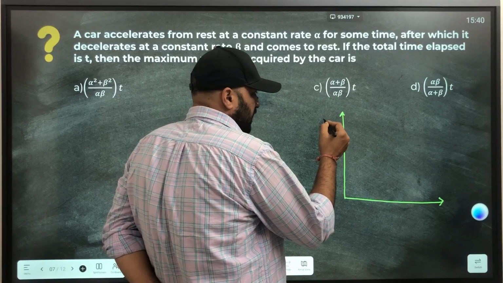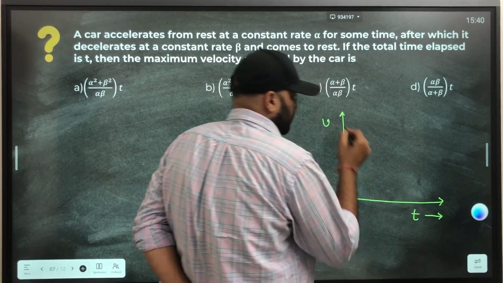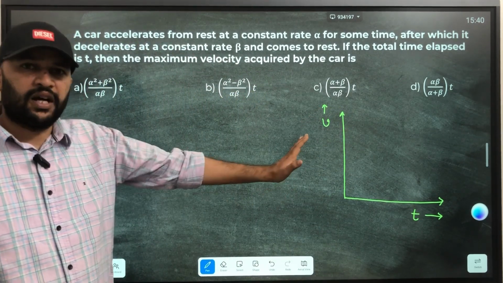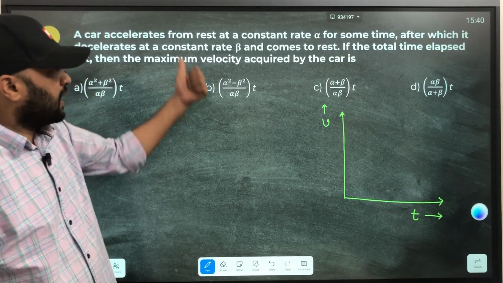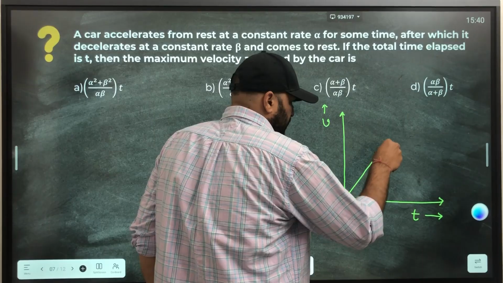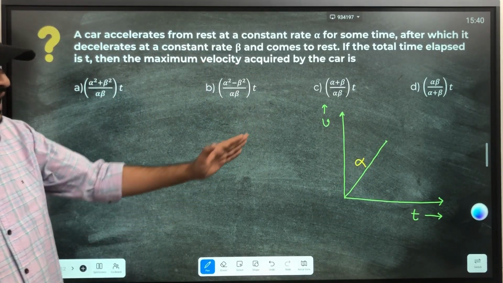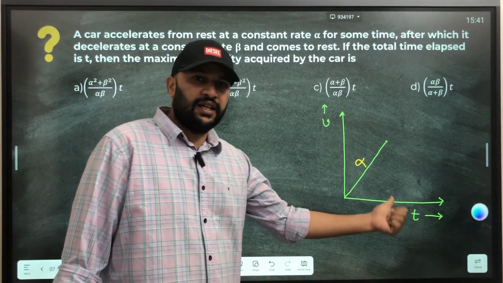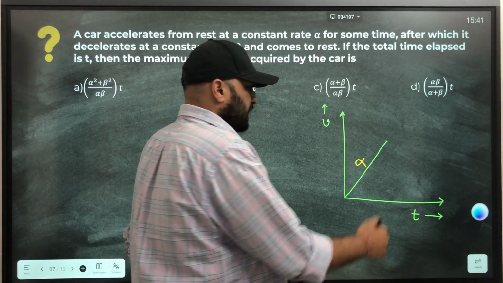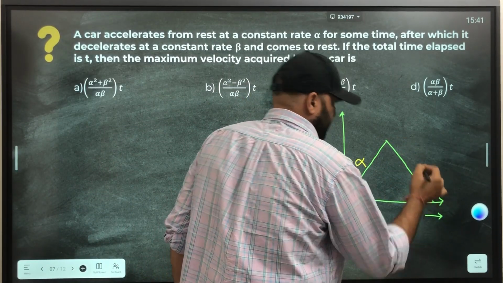So here we will plot a graph between velocity and time. At the end I will tell you the direct two-step solution of this particular problem. So we are plotting a graph of velocity and time, right? The car is traveling with a constant rate alpha. This is alpha over here. Clear? Alpha is the acceleration. The slope of the VT graph gives us the acceleration, right? So here it is alpha, and it is going from here and coming back to rest as per the problem.